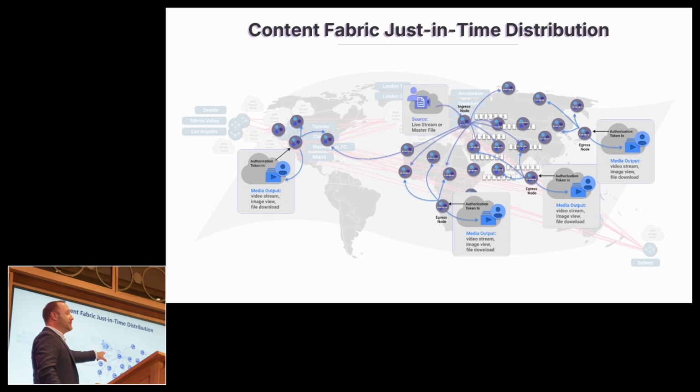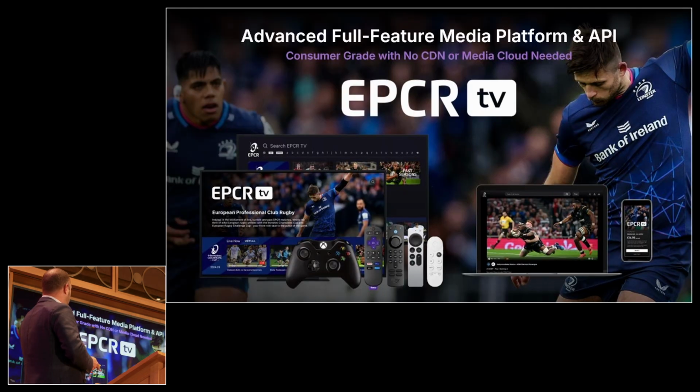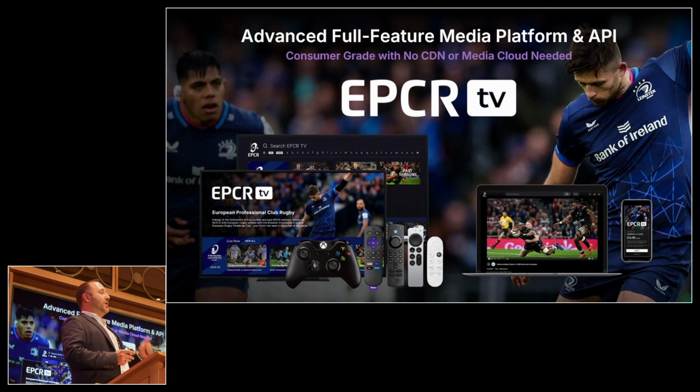So, one content object that serves streaming, VOD, and archive, instead of having lots of copies, lots of different versions stored everywhere. It's the key thing to understand. So, what does this look like? For EPCR, we have built a full-featured media platform and API. One location, once the match stream is received, fans can come in, buy a pass, consume that stream.